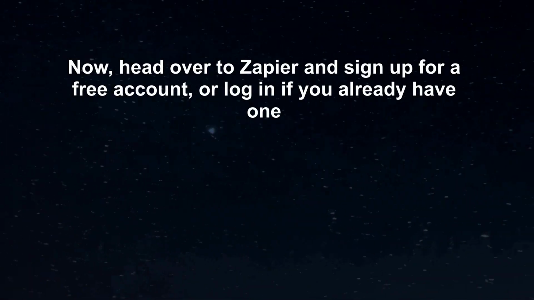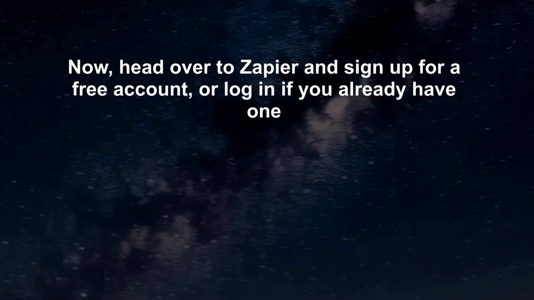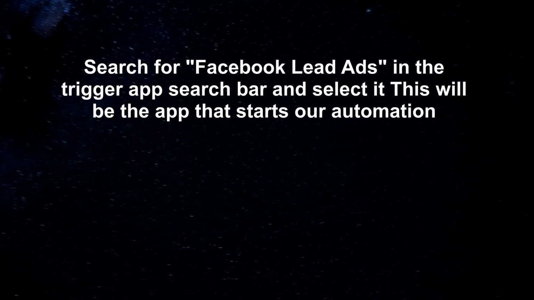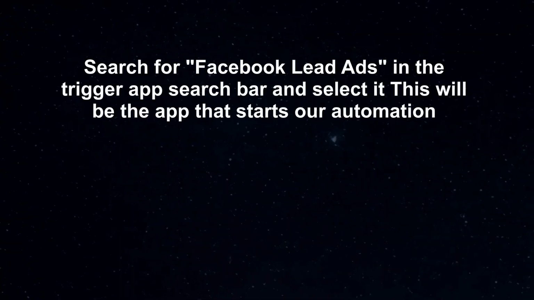Now head over to Zapier and sign up for a free account, or log in if you already have one. Click on the Create Zap button. This is where the magic happens. Search for Facebook lead ads in the Trigger app search bar and select it. This will be the app that starts our automation.